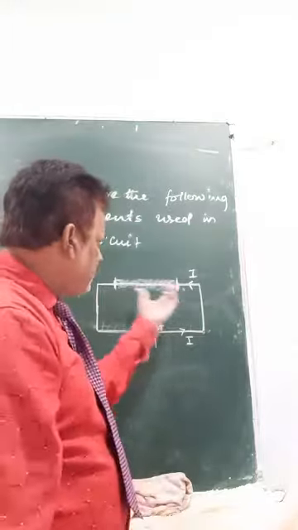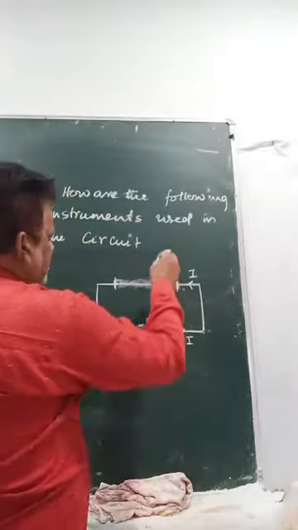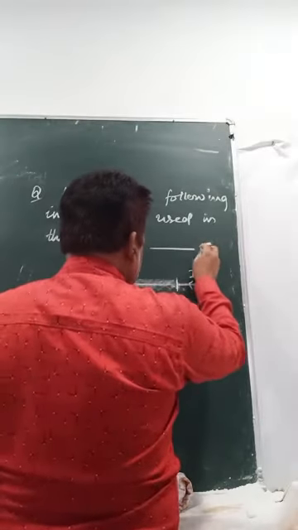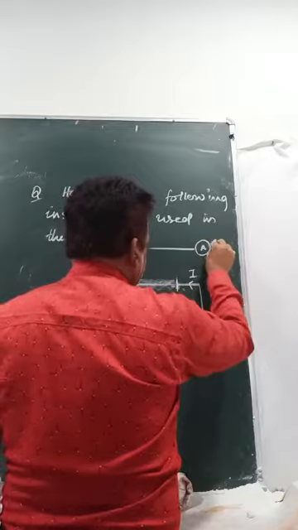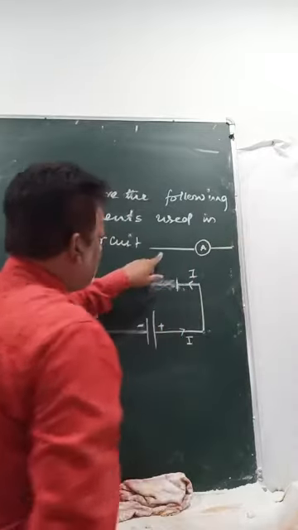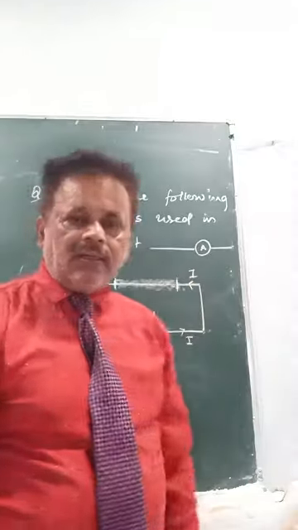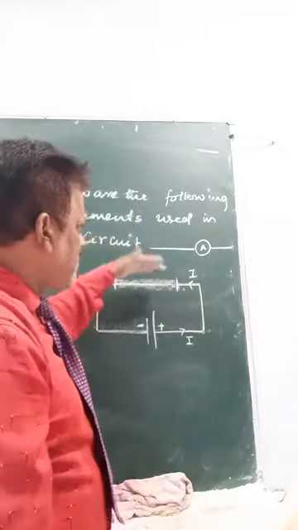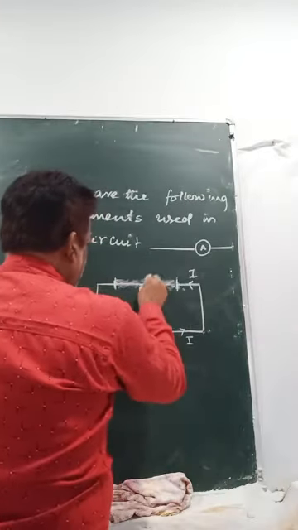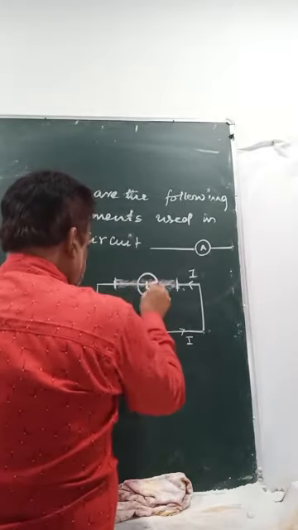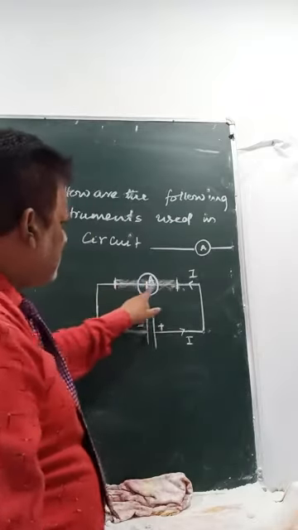Not detecting, but measuring the current, how much current is produced. Look here, there is a piece of wire. If you add the instrument in the same line, that is called series. They are in the same line. So if you are putting an ammeter here, that is called a series connection.